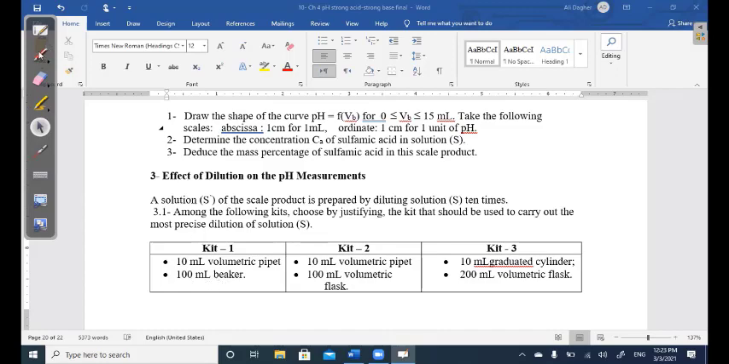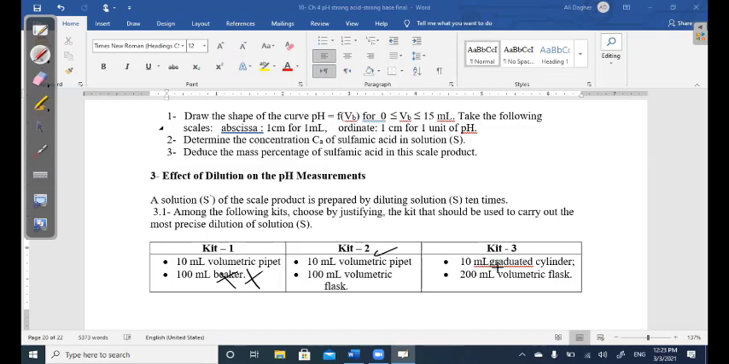Then preparation with kit 1 is not convenient for this preparation because we don't use a beaker to prepare a solution. For kit 2, 10 milliliter volumetric pipette, 100 milliliter volumetric flask, 100 over 10 equals 10. We have 10 times dilution and the glassware is precise, then kit 2 is the convenient one, the most precise one.